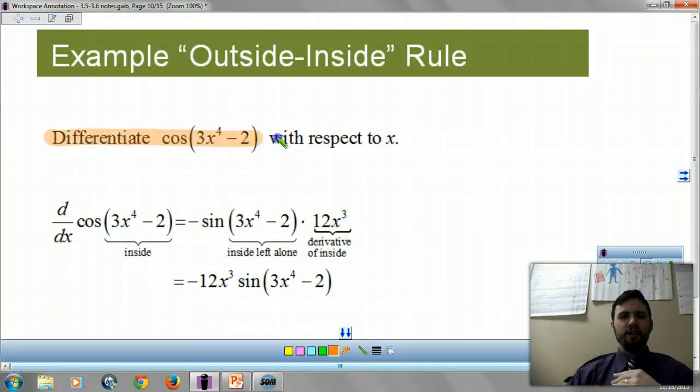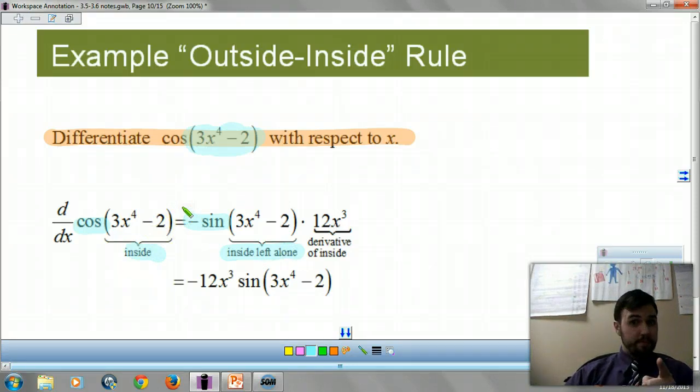Let's take a look at an example. Differentiate cosine of 3x to the fourth minus 2 with respect to x. Our inside is the function inside of the function. So when we take the derivative, first we take the derivative of the outside. Our outside's cosine, that derivative's negative sine. Then we leave the inside alone. The derivative of my inside is 12x to the third. Then I times it by that at the end, and that's my answer.